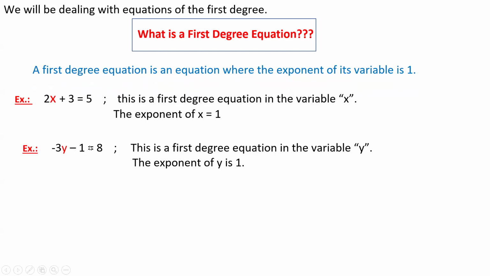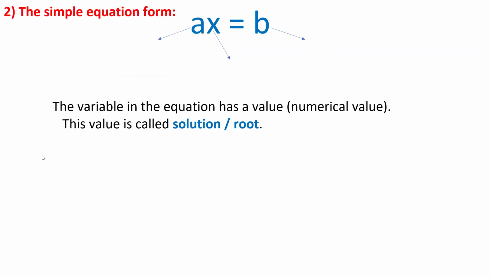Minus 3y minus 1 equal 8. In this equation, the variable is y. Its exponent is 1. So this is a first degree equation in the variable y, since the exponent of the variable y is 1. So this is a first degree equation.